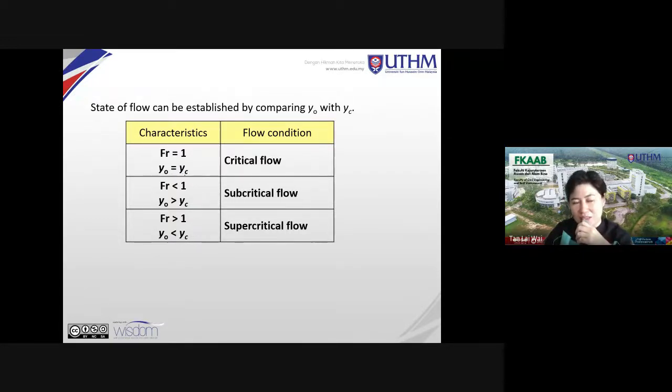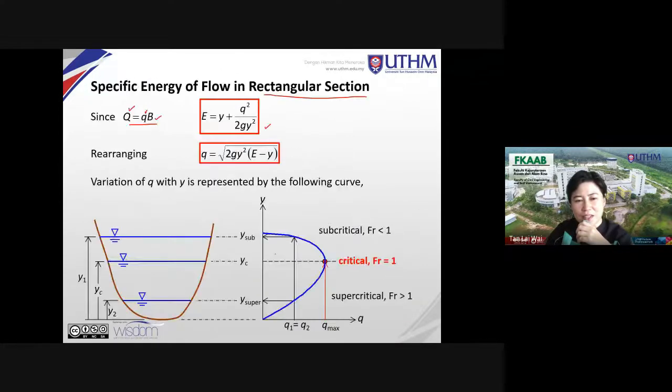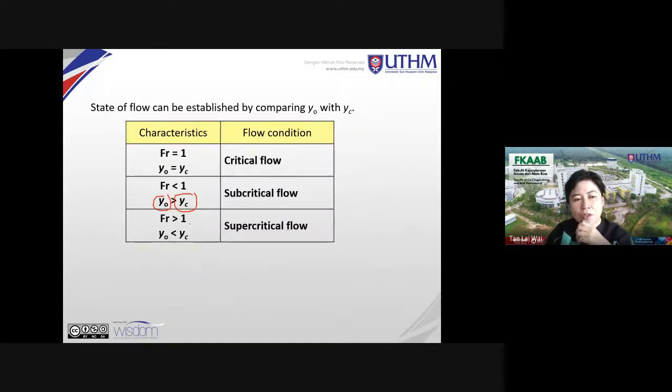So Y is equal to YC. Froude number less than 1 is subcritical. Your depth of flow is greater than YC. If you look at this, depth of flow will be greater than YC. This would be subcritical in this case as well. Subcritical depth of flow, if this is Y1, is greater than YC. So supercritical, Y2 is less than YC, and your Froude number is greater than 1.